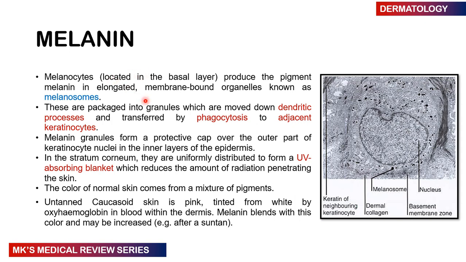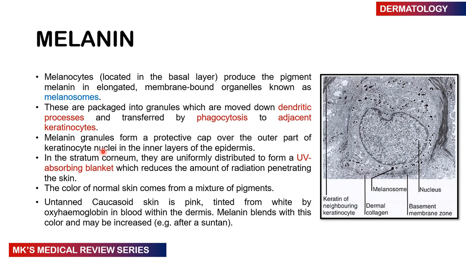Now remember that melanin is packaged into these granules, and then it moves across these dendritic processes and is transferred via phagocytosis to adjacent keratinocytes, and that's how the entire skin pigments. Remember that melanin granules form a protective cap over the outer part of the keratinocyte nuclei, and this prevents nucleic acid damage from ultraviolet radiation.